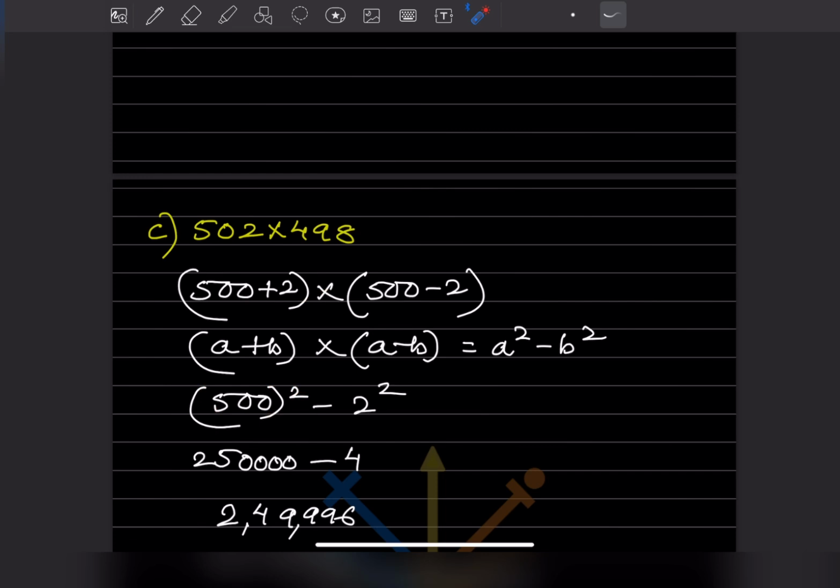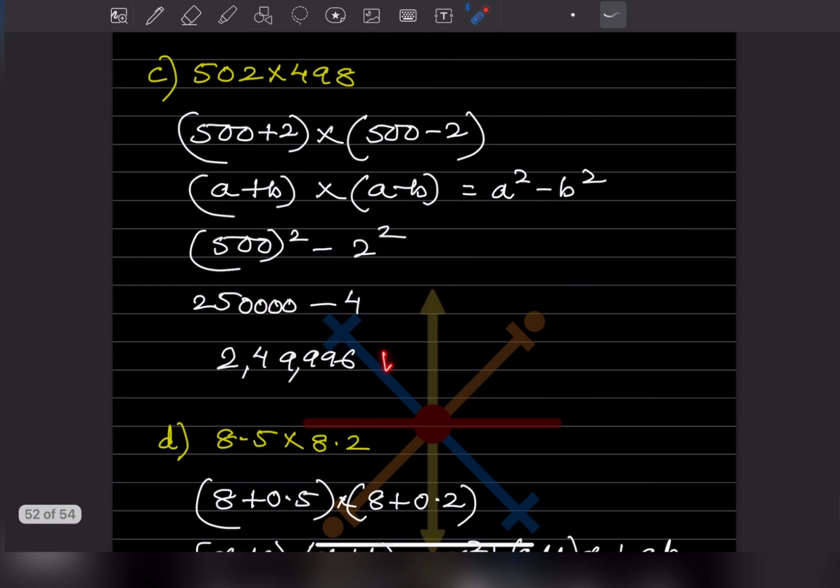So again here, 5 5s are 25. And now we have two zeros, and squaring it means you're going to use 4 zeros. So here 1, 2, 3, 4. So 25 and 4 zeros, minus 4. When you subtract this, you get 249996. After 3 digits, we are going to put a comma, and then after 2, we are going to put a comma.